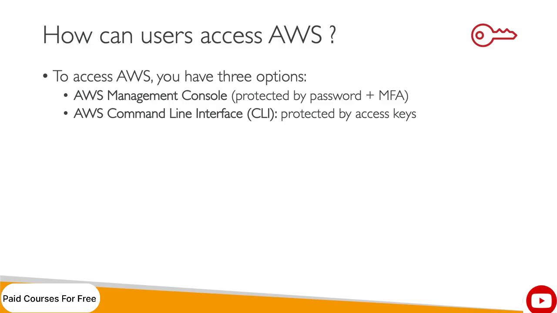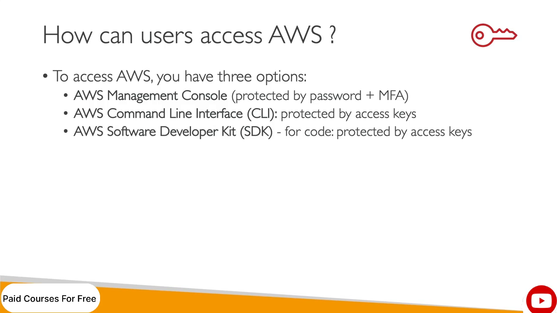And this is something we will set up on our computer. And this is protected by access keys. And access keys are credentials we're going to download in a few seconds that will allow us to access AWS from our terminal. Then finally, there is the SDK, the AWS Software Development Kit, which is used whenever you want to call APIs from AWS from within your application code. And again, these will be protected by the exact same access keys.